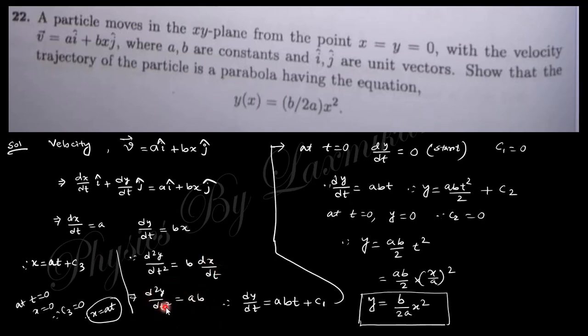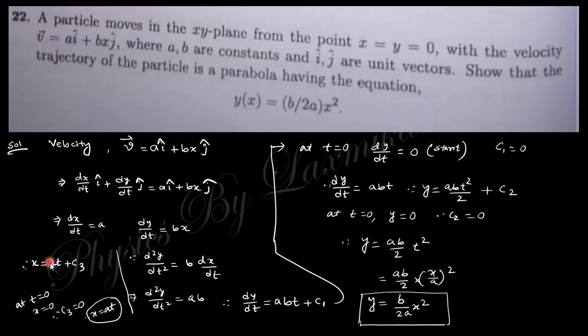If you put this value and integrate, dy/dt equals a b t plus c1. Now if you put the condition that at t equal to 0 the velocity component is 0, because it started from rest, so c1 equals 0. Then dy/dt equals a b into t. So y is nothing but a b t square by 2 plus c2. Again, at t equals 0, y equals 0, so c2 equals 0, hence y equals a b by 2 into t square.